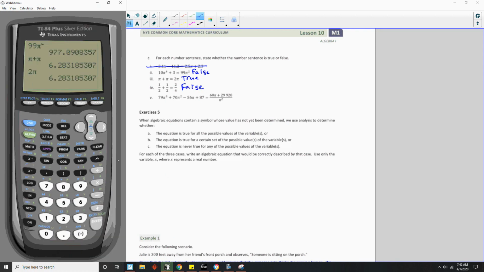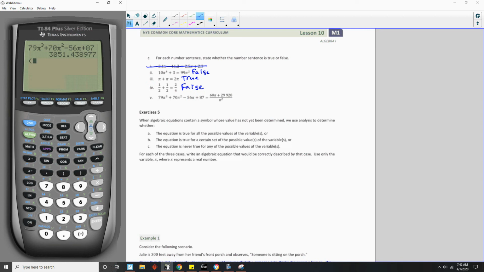And this mess. Okay, definitely going to need a calculator for this. 79 pi to the third power plus 70 pi squared minus 56 pi plus 87. Now there's another way I could have done this. I could have multiplied both sides by pi squared and then subtracted 60 pi to see if all those equaled this and so on, but I'm just using the calculator to save time. So we have 3051.438977 on the left, and that keeps going because of the pi's.